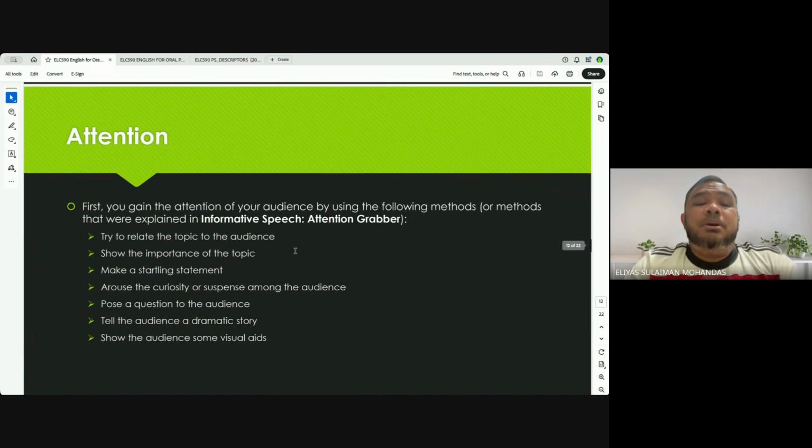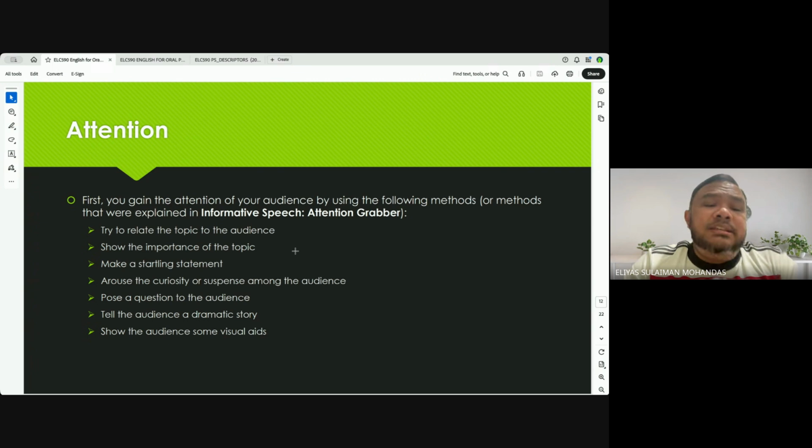Now, let's talk about attention. You gain the attention of your audience by using the following methods, meaning attention grabber. So all this while, I have been teaching you to include attention grabber in your introduction. I have informed you before that attention grabber is required in all speeches. So this is persuasive speech. And since I have mentioned this before, it is mandatory for you to include attention grabber.